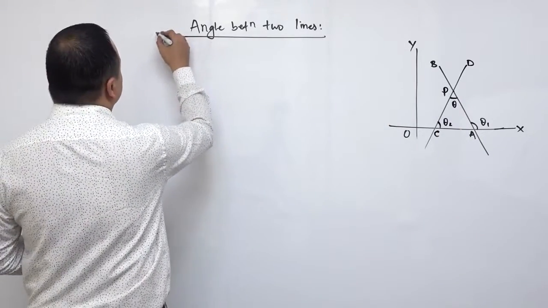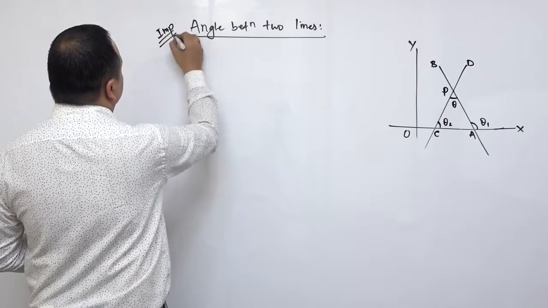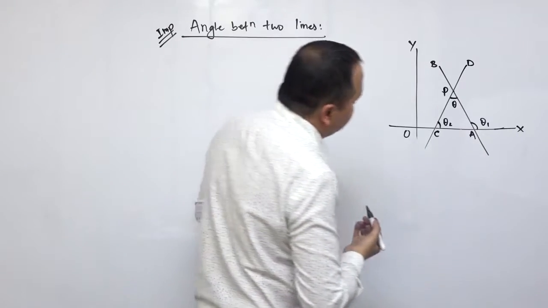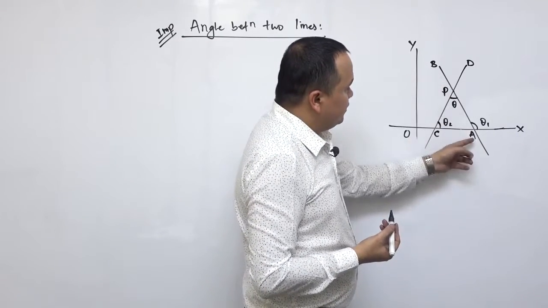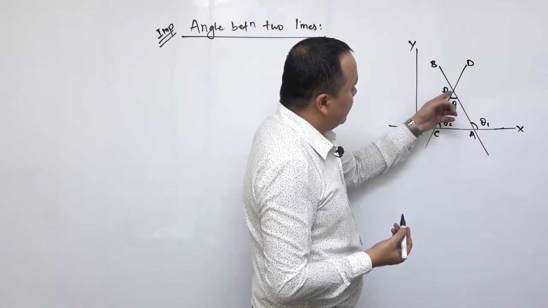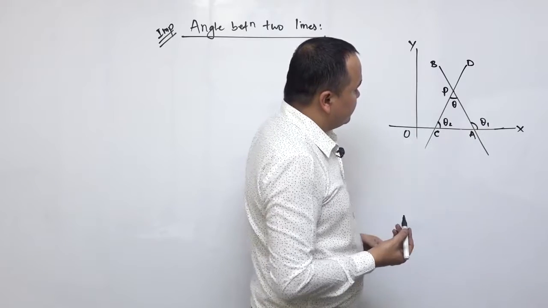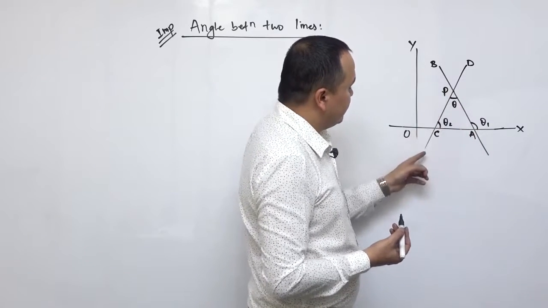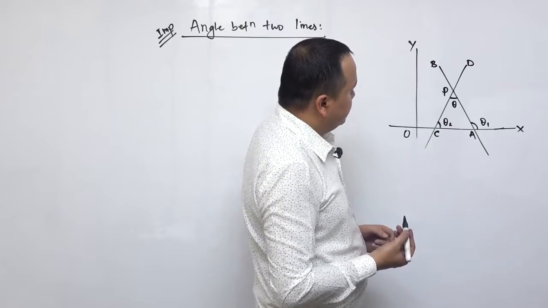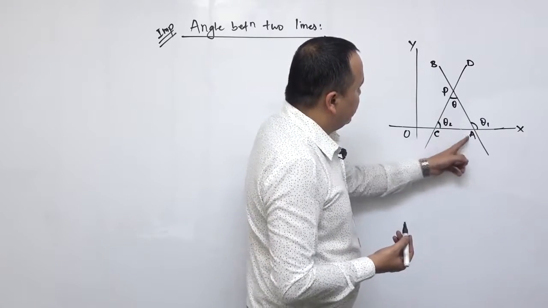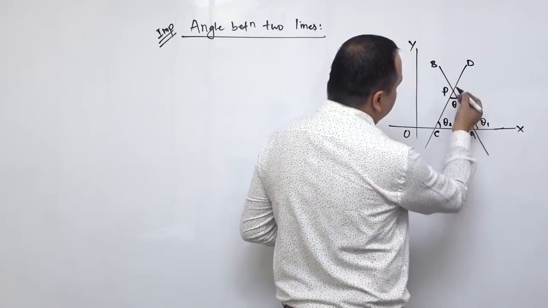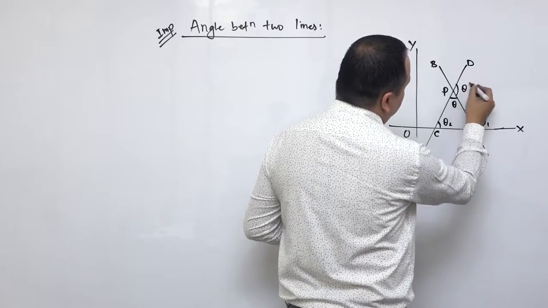Which is a very important theorem for class 11. Angle between two lines. Let two lines AB and CD intersect at P. AB makes an angle theta 1 and CD makes an angle theta 2 with the x-axis, and angle APC is theta and angle APD is theta dash.